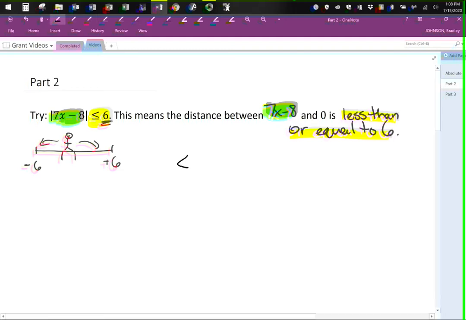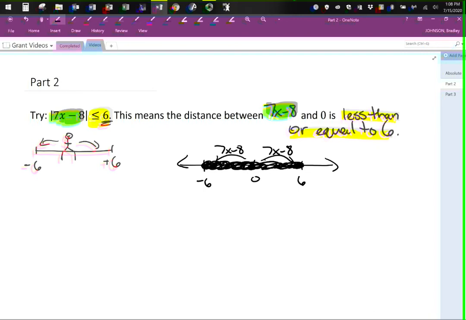So really, what I'm starting out with is I'll mark 0 here, and I'll mark 6 and -6, and 7x minus 8 I will place here. I could imagine that as going either to the right or to the left. And I know that I would shade in the in-between, because that's where I'm walking on the balance beam. It has to be less than or equal to 6. Okay, so now I need to put this all together.